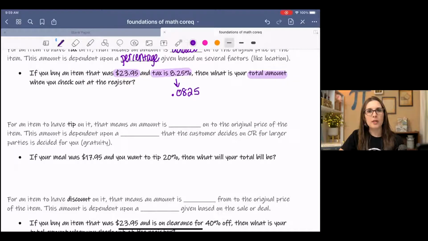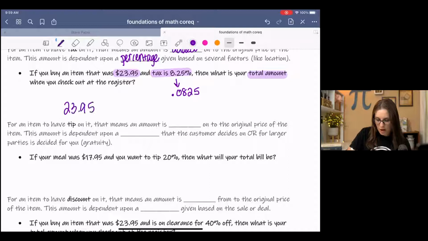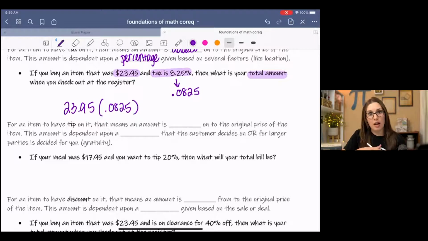And we also know that tax is added on. So first we need to figure out how much is being added on. We know that it's 8.25%, but that's not the dollar amount. That's just the portion of the item that's going to be taxed. So we know that the item is $23.95, and we know that they're taxing us 0.0825 of whatever amount you buy. And so first we need to figure out what that is.